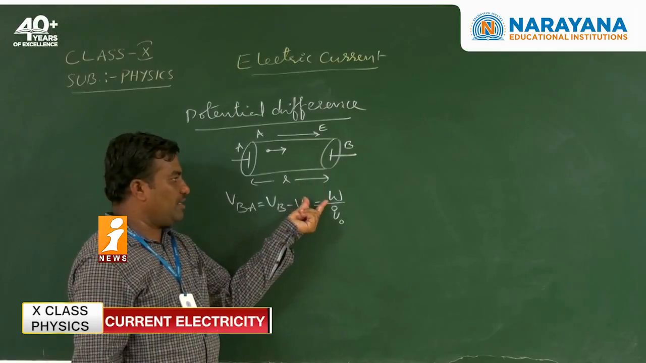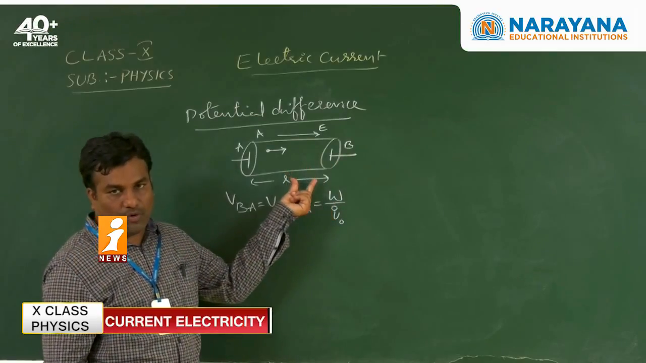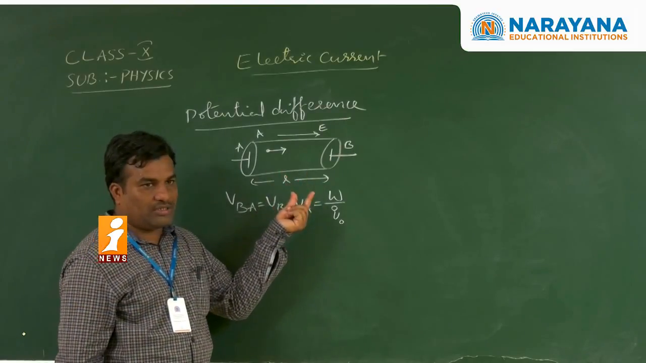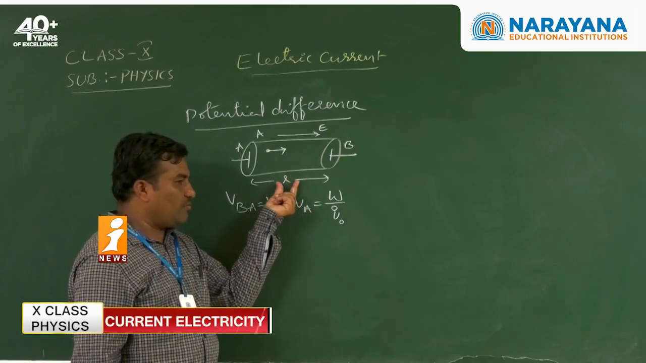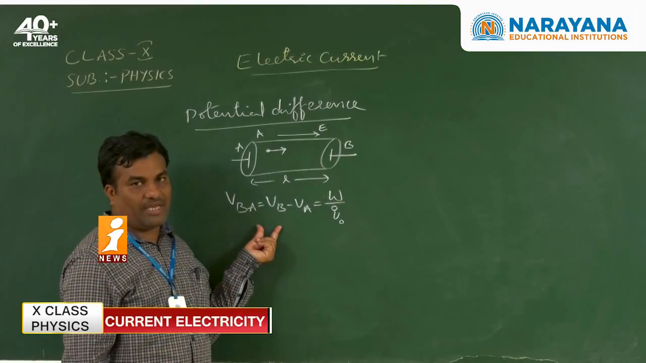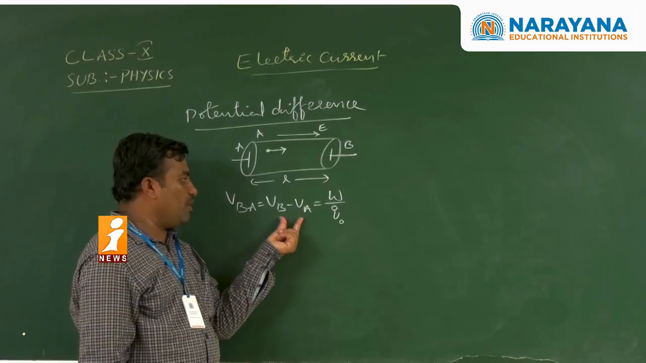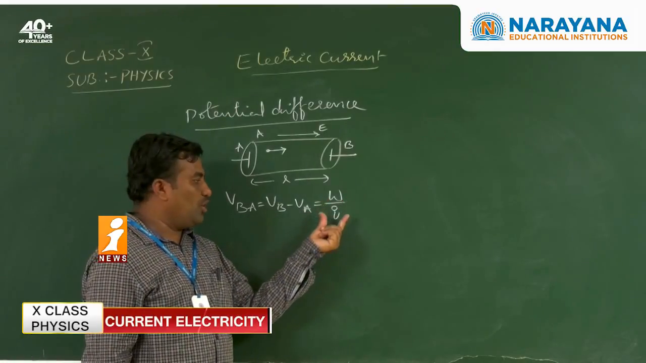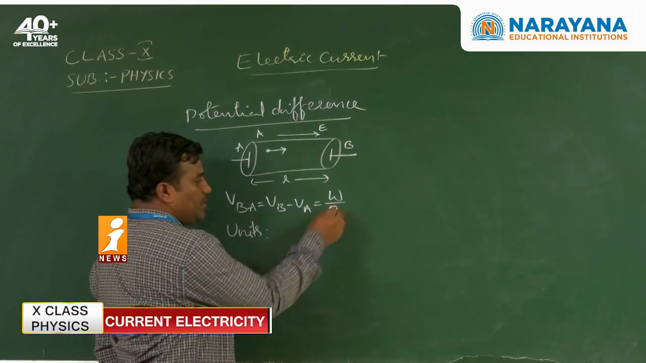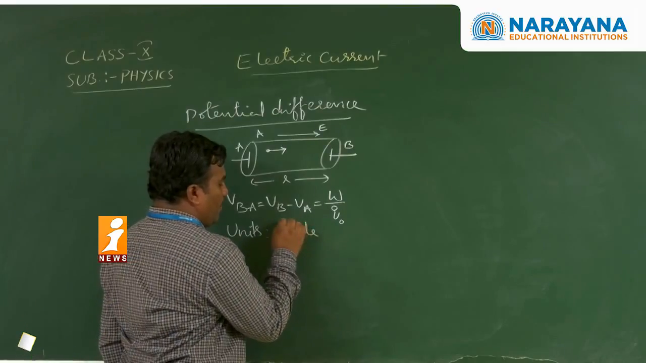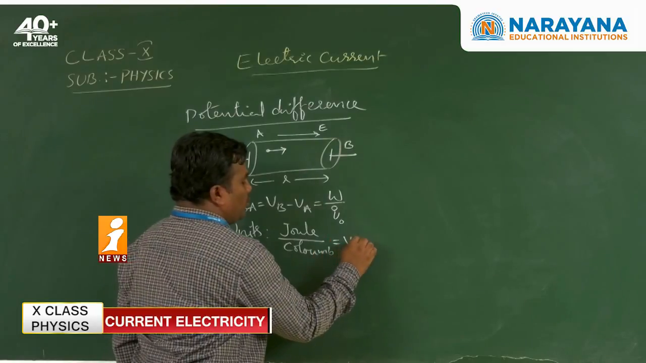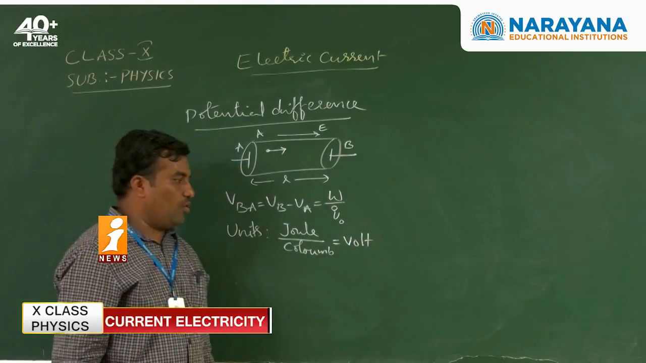So we can write here: work done by electric force. When a unit positive charge travels along the length L of the conductor from A to B, this is called the potential difference of the given conductor. VBA equals VB minus VA, which equals W by Q naught. Units: work done in joule, divided by coulomb, is equal to volt.